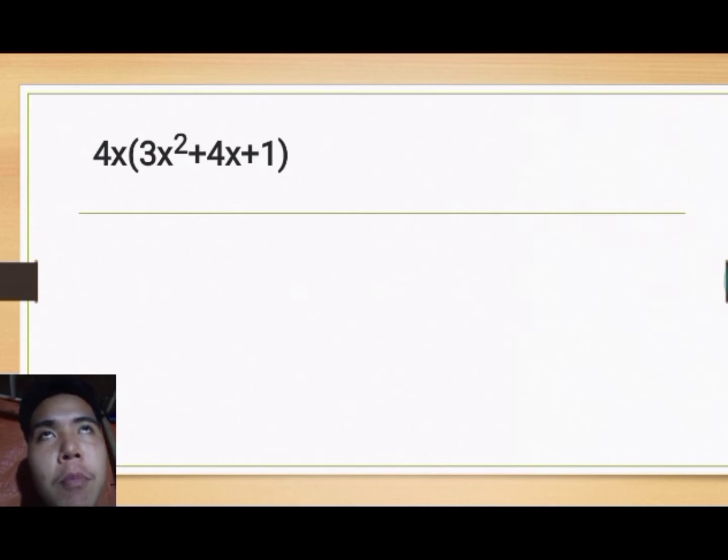So always remember in multiplying a polynomial, when there is an exponent, like in this given, we have an exponent of 2, and they have the same variable, which is x. So in multiplying polynomials or any terms that have an exponent, the rule is you need to add the exponents.